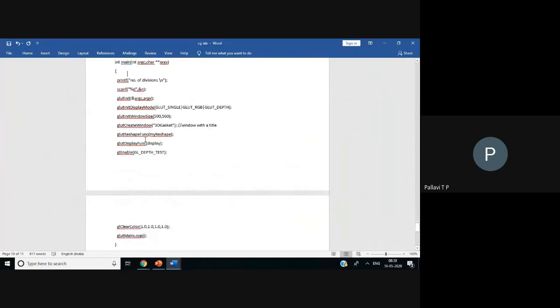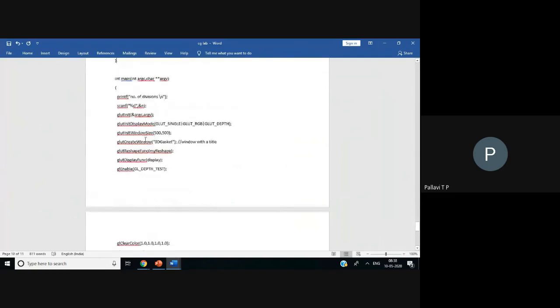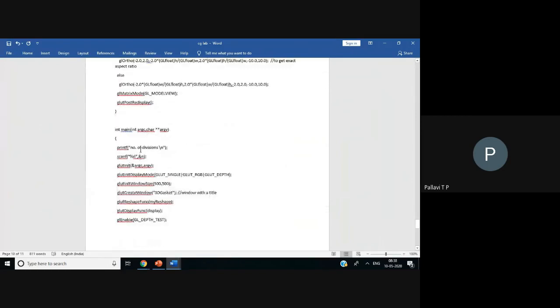It has all the functions which are initialized above, that is printf number of divisions. This printf means number of divisions. As we told, m is specified by the user. Whatever m value the user gives, that should be printed in the output: number of divisions, how many divisions you want. Then glutInit, display mode, window size, and these are the same functions like in every program we are going to define. glutReshapeFunc means to change the window size, and glutDisplayFunc means it's a callback function to display the output.